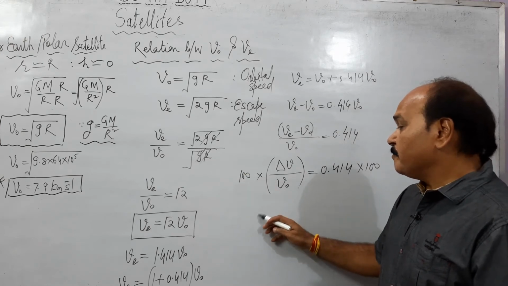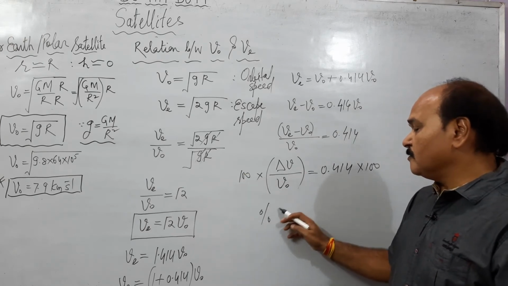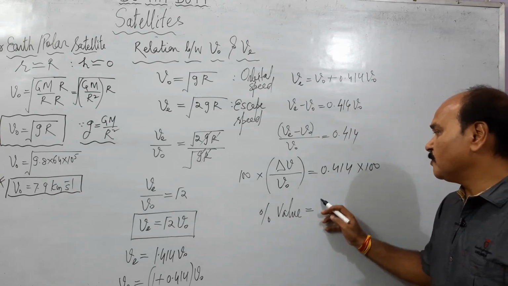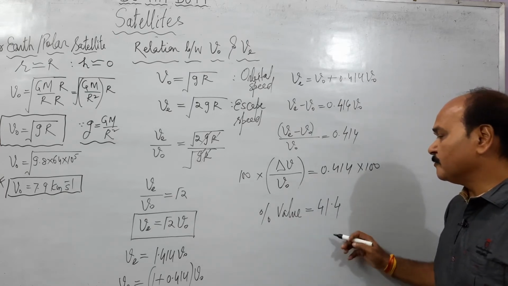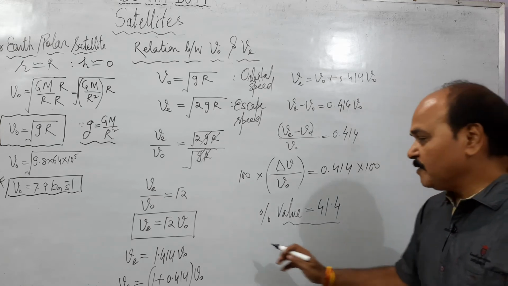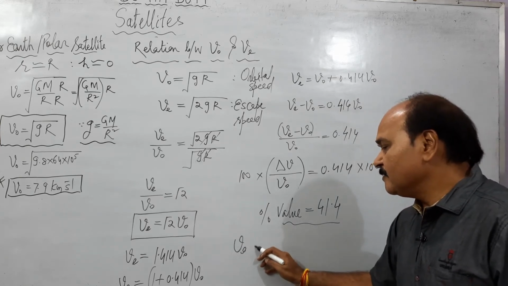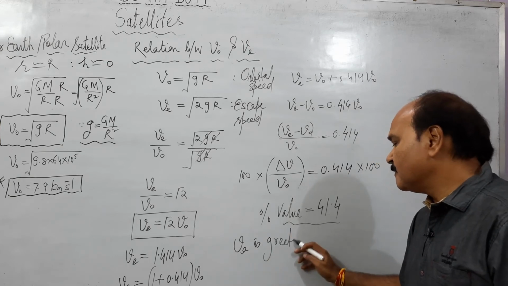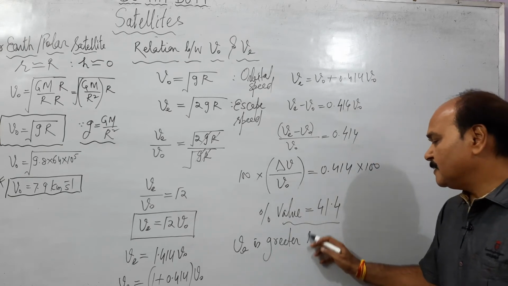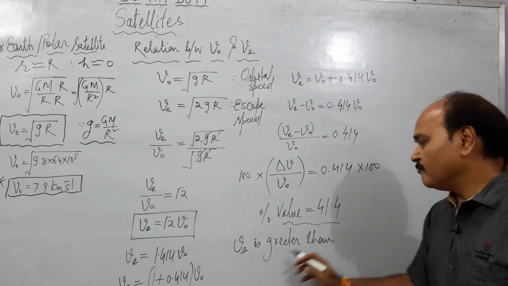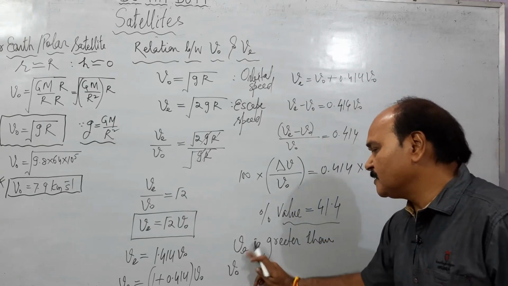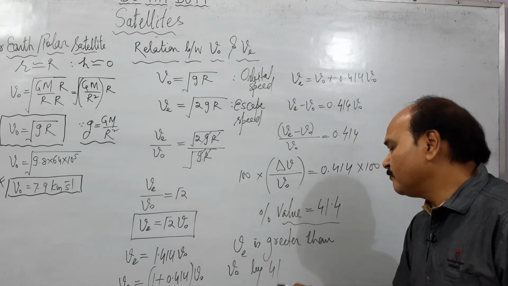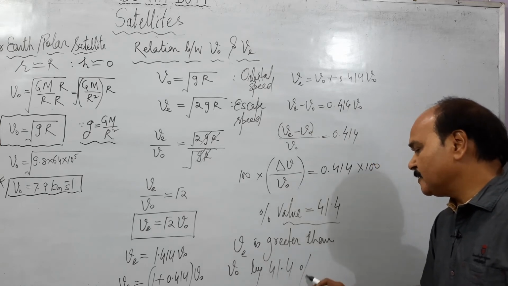what do we get? Percentage value. This is percentage value. And this percentage value is what? 41.4. What does this mean? This simply means VE, that escape velocity, is greater than V naught, orbital velocity, by 41.4%.